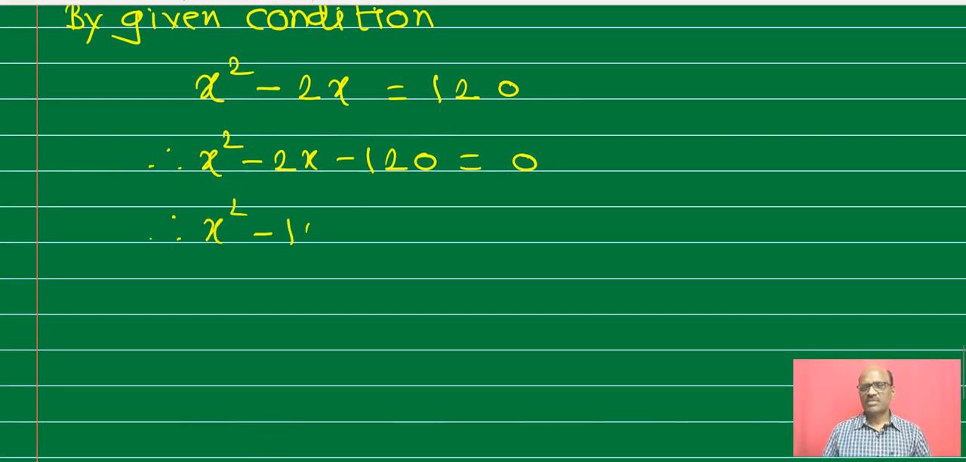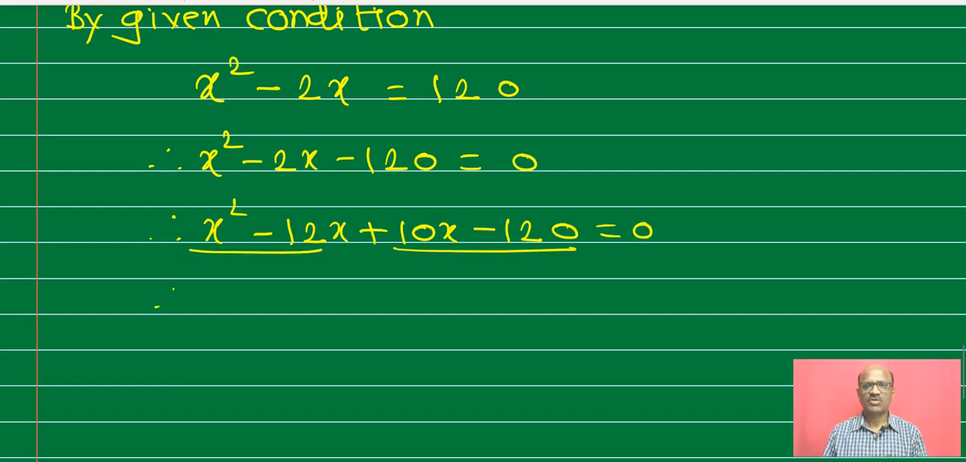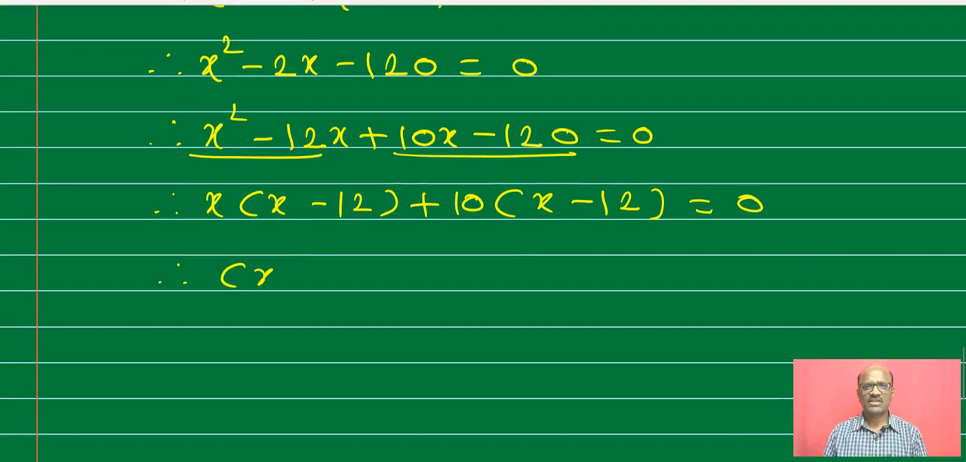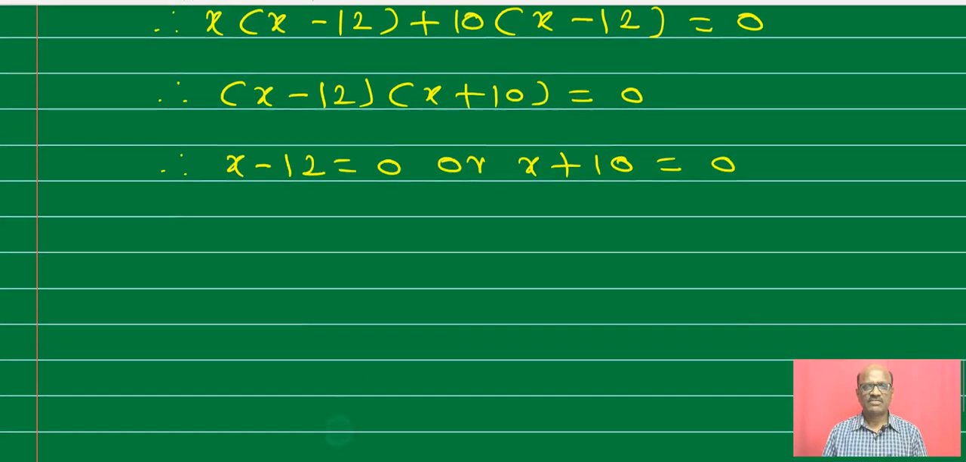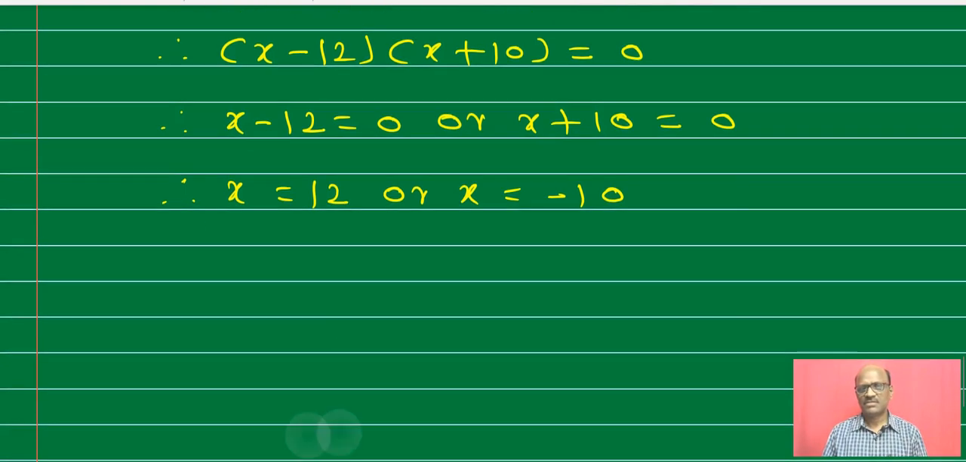Now the factors are very simple. x square minus 12x plus 10x minus 120 equals 0. Take x as common, then you will get in the first bracket x minus 12 plus 10 in the bracket x minus 12 equals 0. Therefore x minus 12 in the first bracket, x plus 10 in the second bracket equals 0. Therefore x minus 12 equals 0 or x plus 10 equals 0. Therefore x is equal to 12 or x is equal to minus 10, but the number cannot be negative. Therefore we take x equal to 12.